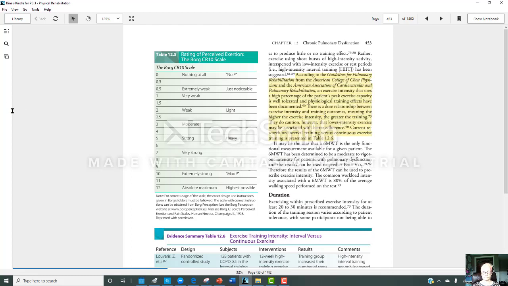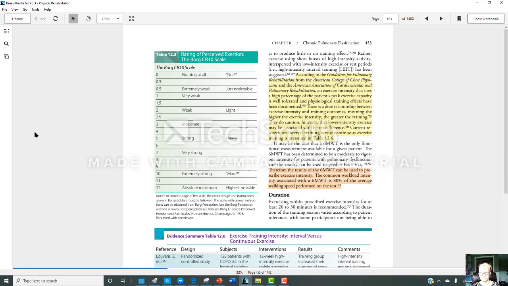It may be the case that a 6-MWT is the only functional measurement available for a given patient. The 6-MWT has been determined to be a moderate to vigorous intensity for patients with pulmonary dysfunction, and the results can be used to predict peak VO2. Therefore, the results of the 6-MWT can be used to prescribe exercise intensity. The common workload intensity associated with a 6-MWT is 80% of the average walking speed performed on the test. Duration: exercising within the prescribed exercise intensity for at least 20 to 30 minutes is recommended.